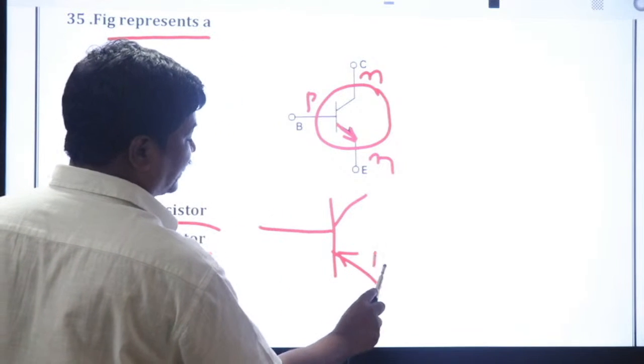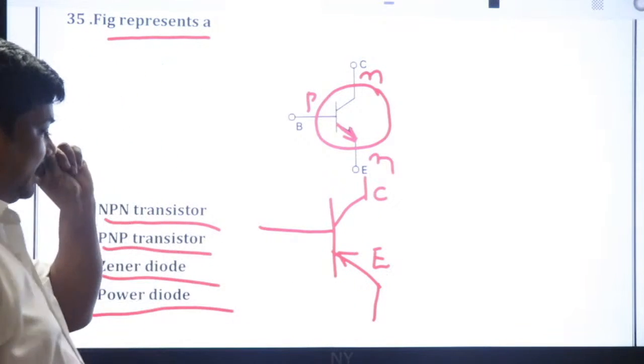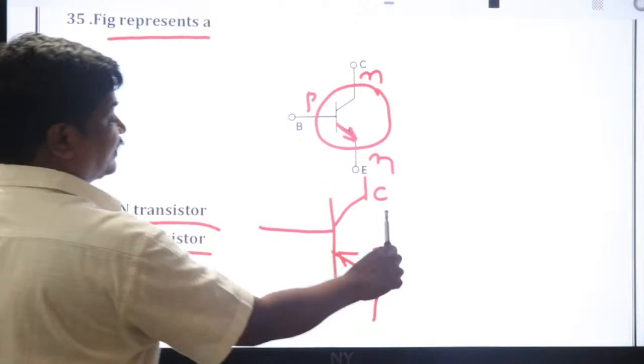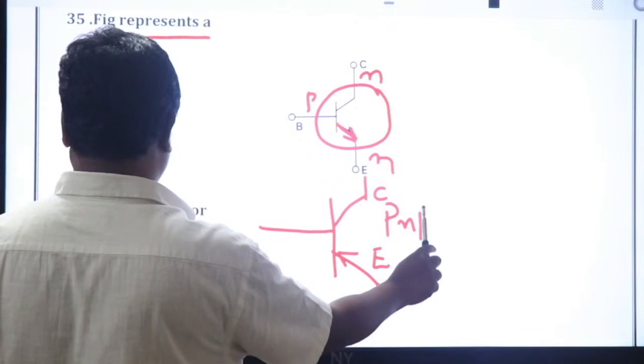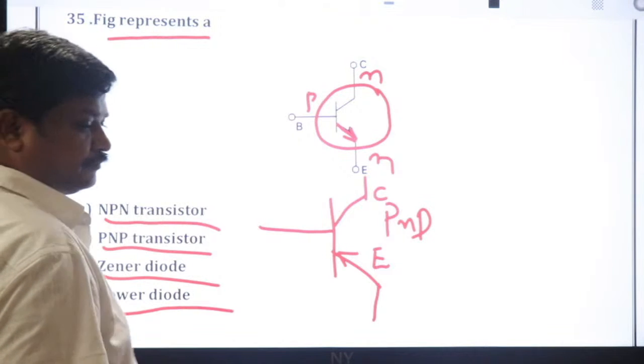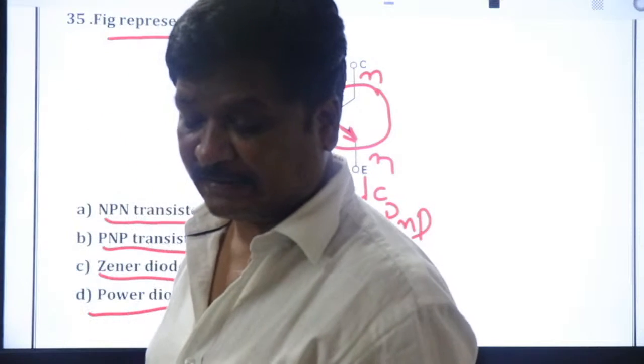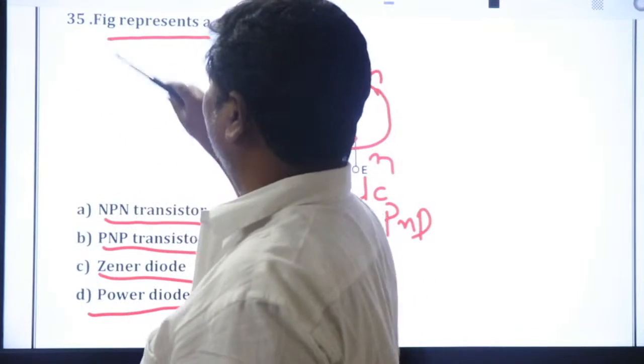But it should be an emitter. Compulsory, it should be an emitter. It is the collector. So this is for PNP transistor. And what is the Zener diode symbol? You know. Next.